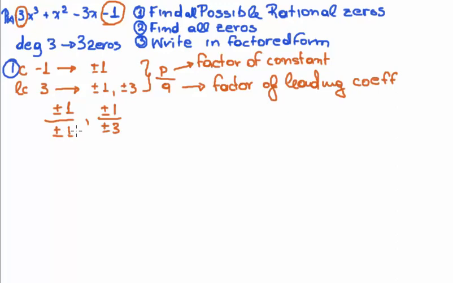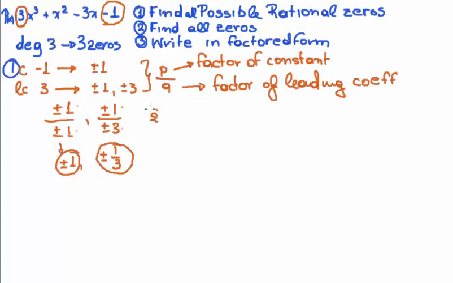Why? Because 1 and 3 are the factors of the leading coefficient, and plus or minus 1 is the only factor of the constant. So this one is going to give me just two possible zeros, and this one will give me another 2 possible zeros that are these. So these are the only possible rational zeros for my polynomial.